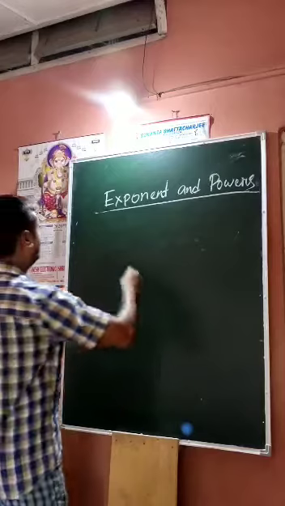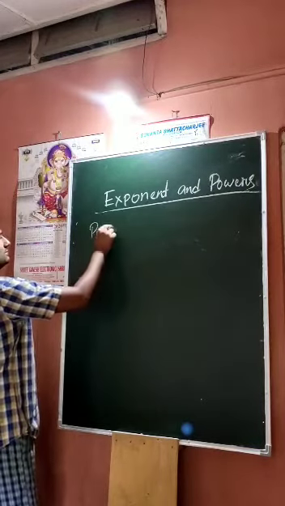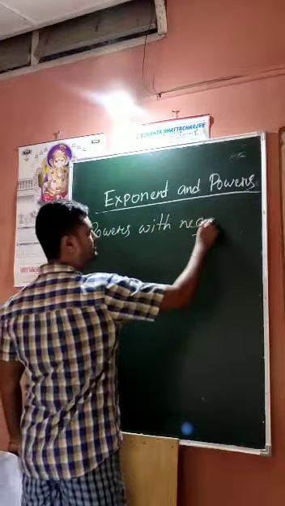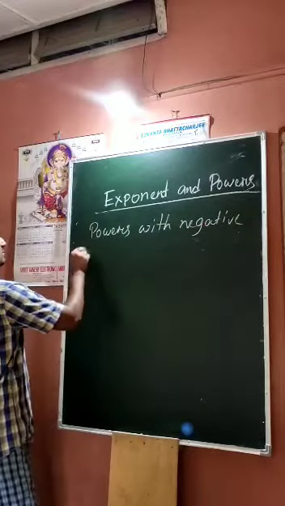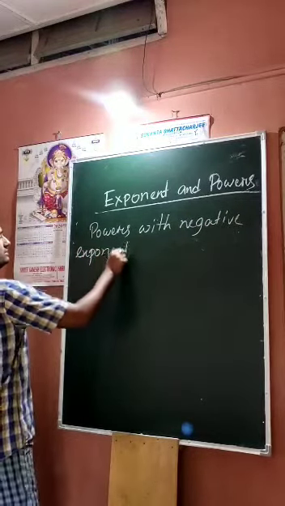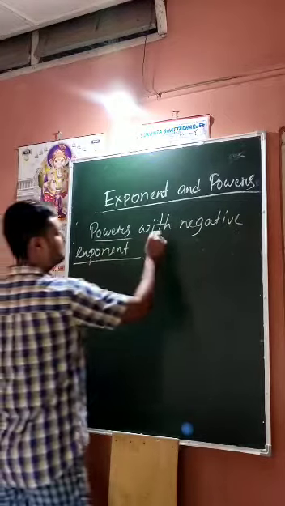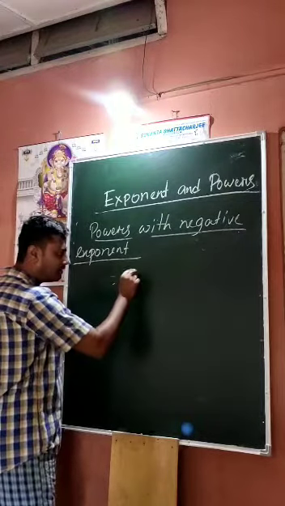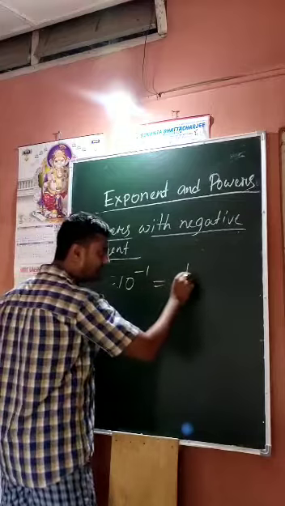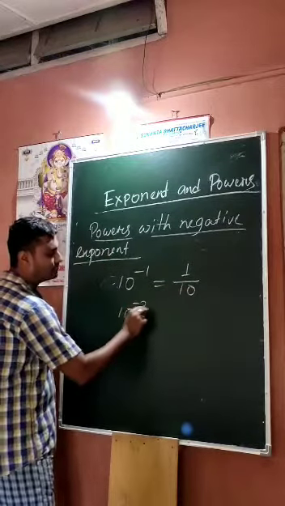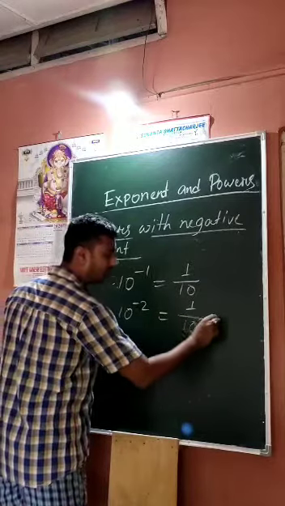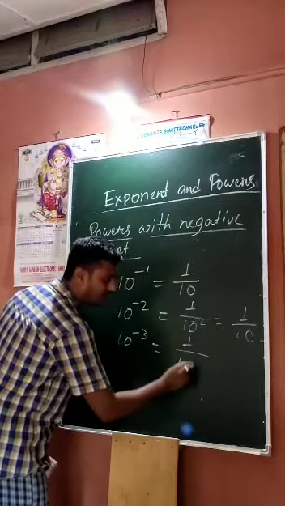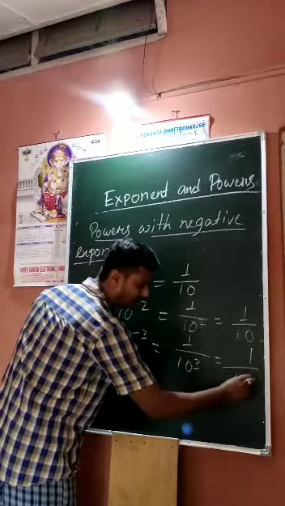Powers with negative exponent. Suppose you take 10 to the power minus 1, which is 1 by 10. 10 to the power minus 2 is 1 by 10 square, which is 1 by 100. 10 to the power minus 3 is 1 by 10 cube, that means 1 by 1000. Why 1000? Because 10 cube means 1000.